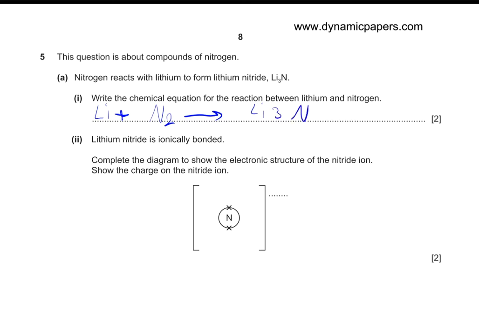Li3N. So we need to balance this. And how can we balance it? So let's start with looking at the lithium. We have 3 lithiums here and only 1 on the other side. So we want a 3 here. Now let's look at the nitrogen. On the left hand side we have 2 nitrogens, on the right hand side we only have 1. So we need to add 2 to this side to have it balanced.